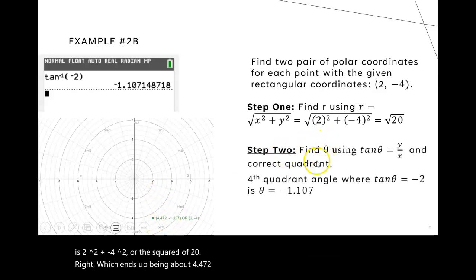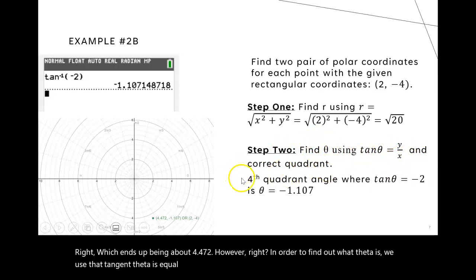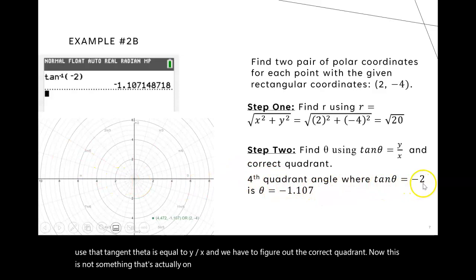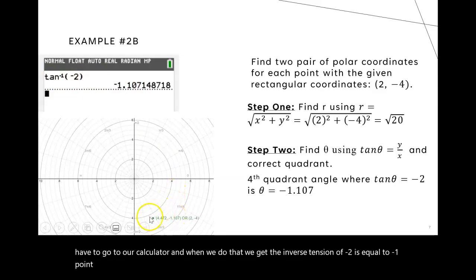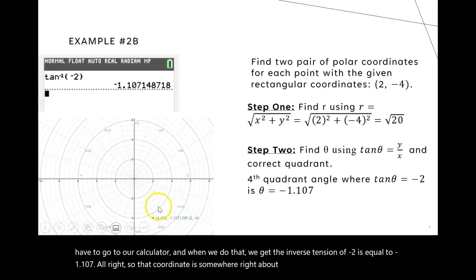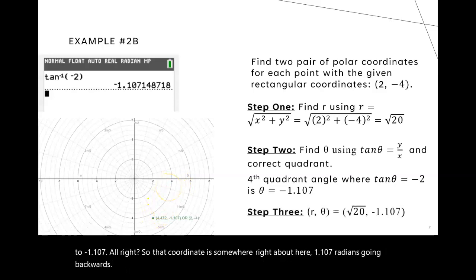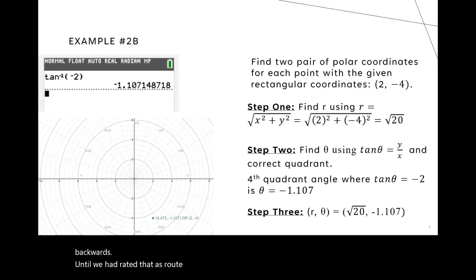However, in order to find out what theta is, we use that tangent of theta is equal to y over x, and we have to figure out the correct quadrant. Now, this is not something that's actually on our unit circle. Tangent of theta is equal to -4 over 2, or -2. So we have to go to our calculator, and when we do that, we get the inverse tangent of -2 is equal to -1.107. All right, so that coordinate is somewhere right about here, 1.107 radians going backwards. So we would write that as √20, -1.107.